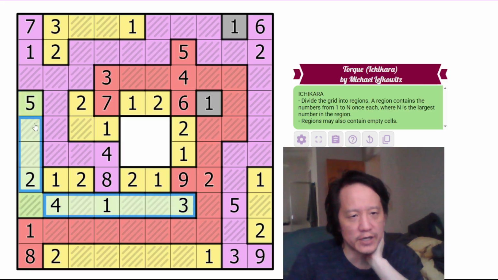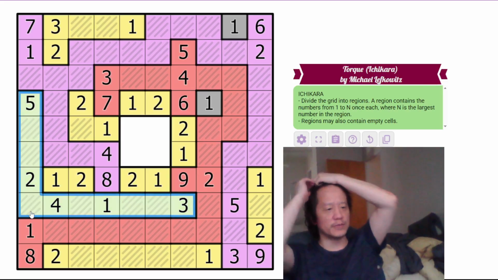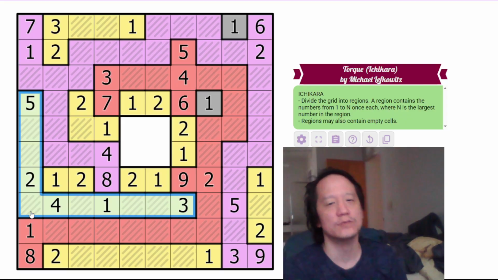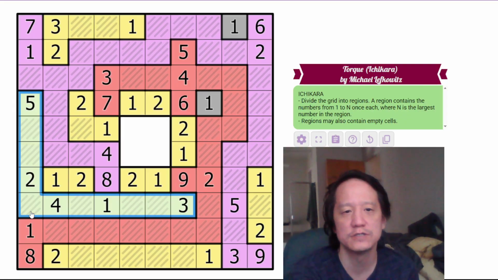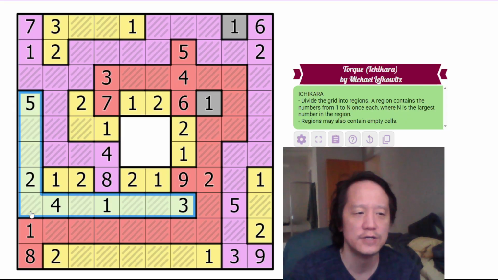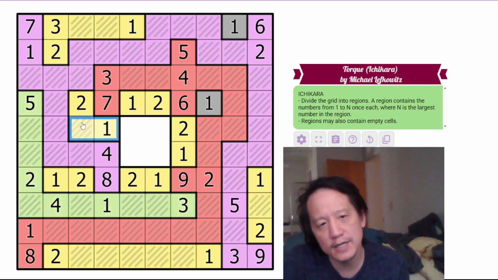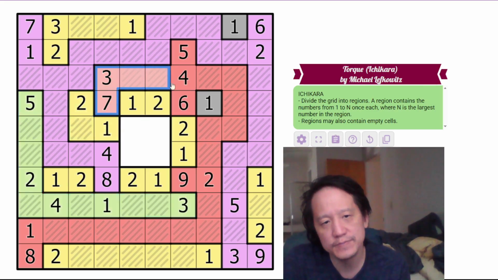Pretty interesting, actually. I'm getting used to some of the sort of deductions that you have to make to connect these regions. There's a lot of interesting little bits and pieces which force you to connect in certain ways.